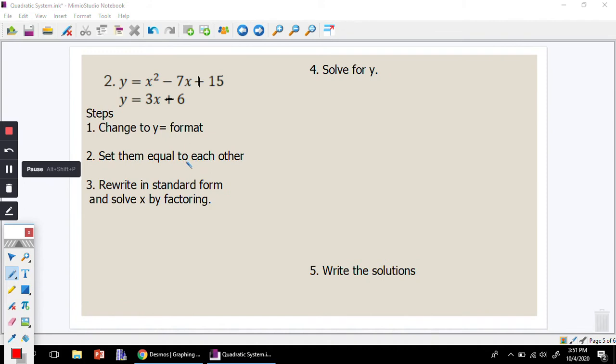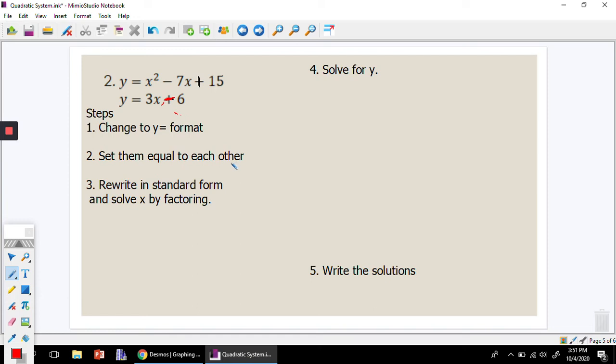Number 1: y equals x squared minus 7x plus 15, and y equals 3x minus 6. Let's make this minus 6. Alright, so the first step is change to y format. We already have the two equations in y format, so we will skip step 1. We are going to move to the next step, set them equal to each other.